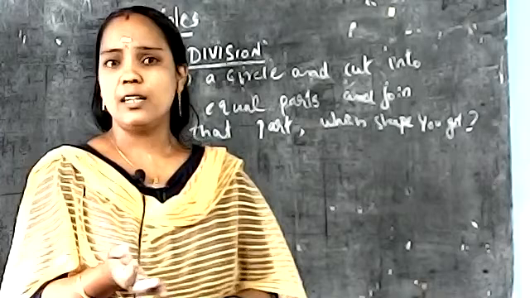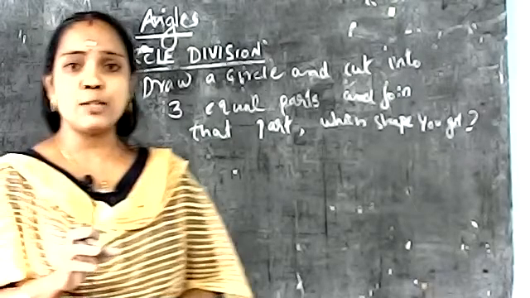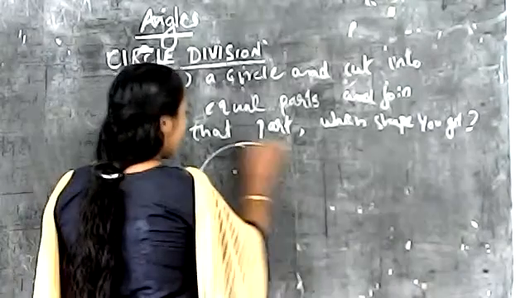Take your compass. Draw a circle. What is the measure? Radius is 5 centimeters.